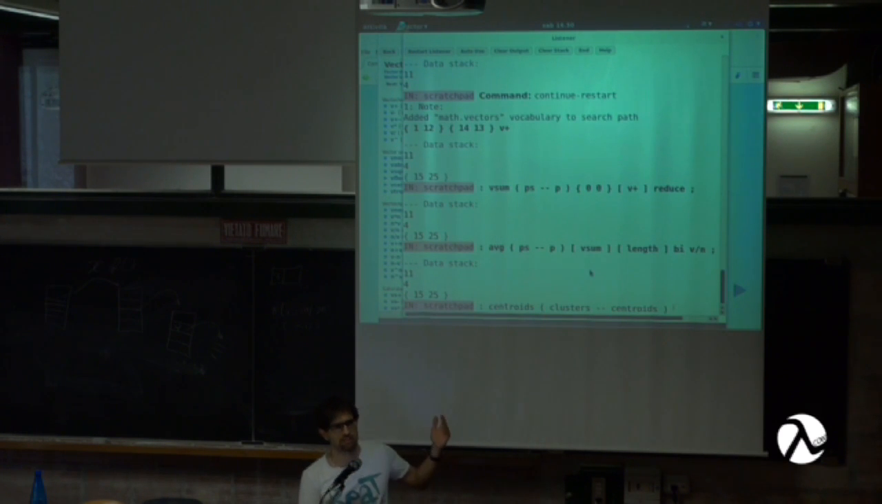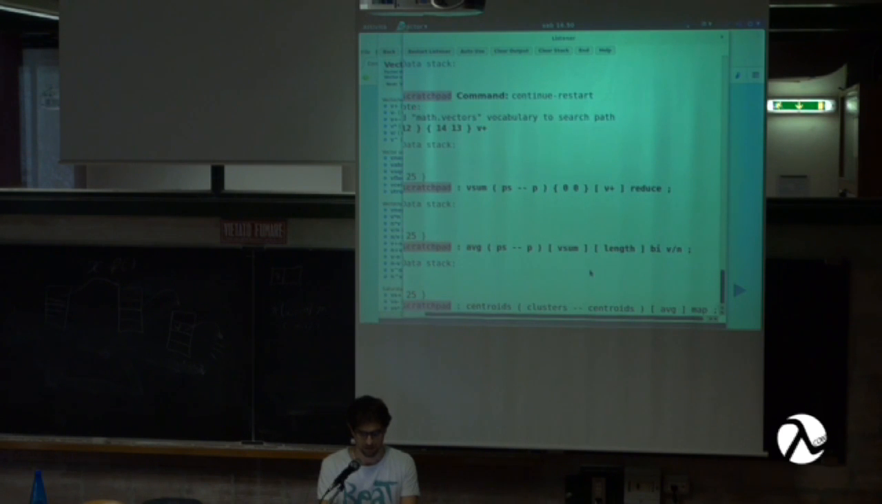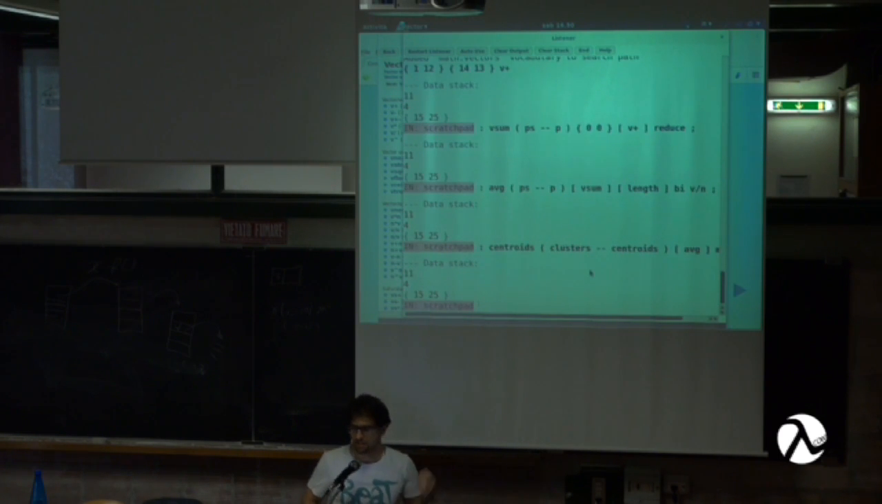OK, for each cluster, we have to do the same operation, which is the average. So it's just a map. So it looks like average map. We apply map passing the anonymous function average here. So given the clusters, we are able to find our centroids. So what we need now is a way to find the closest centroid to a point and group points by their closest centroid.